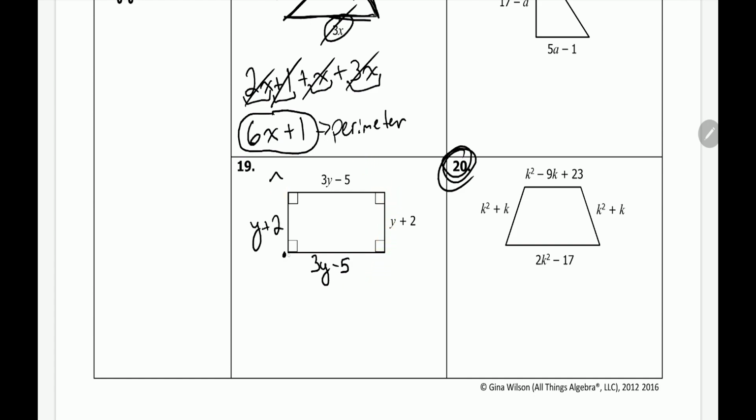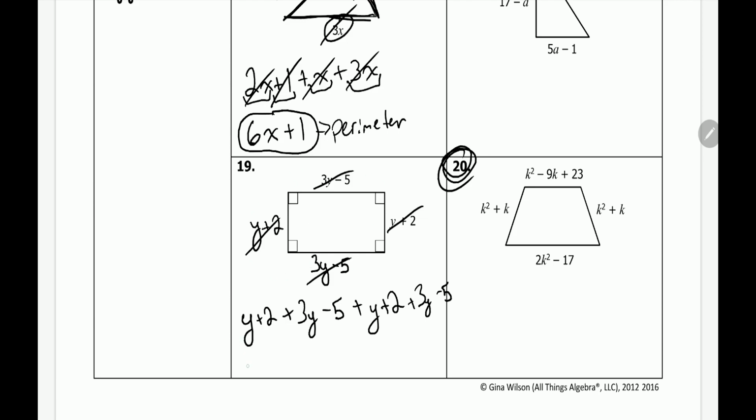Alright? So we have y plus 2. That takes care of this side. We're adding 3y minus 5. Alright? We're adding y plus 2. And we're adding 3y minus 5. Alright? That takes care of all the side lengths. So you've walked all the way around this object.